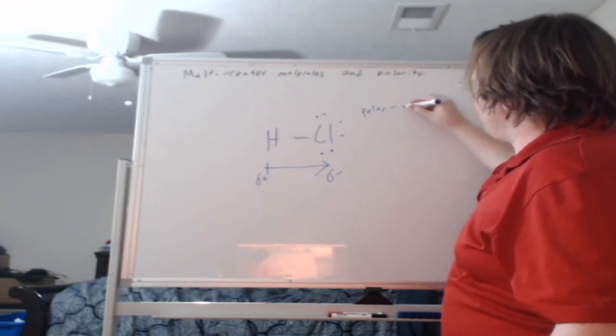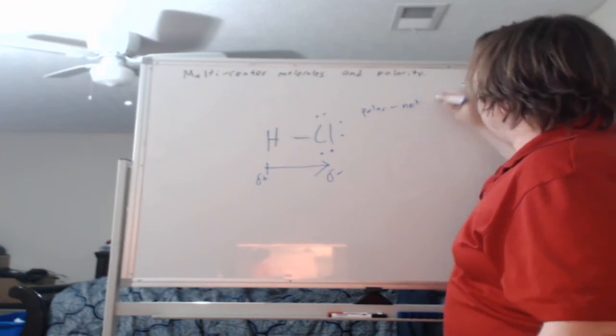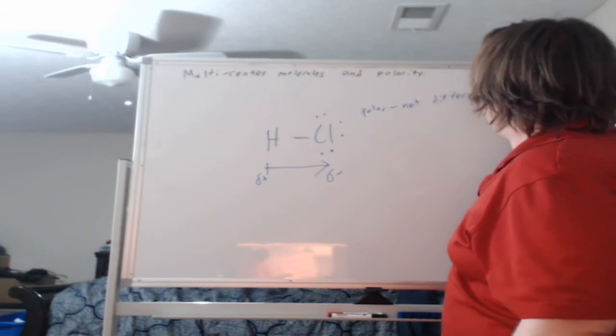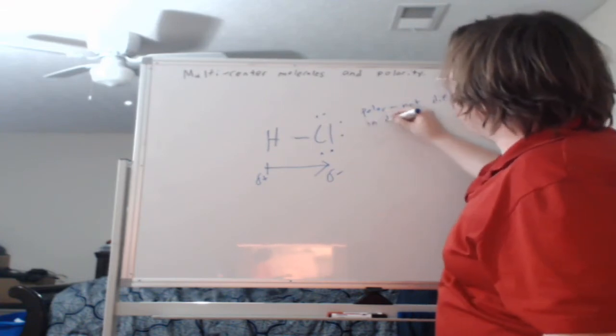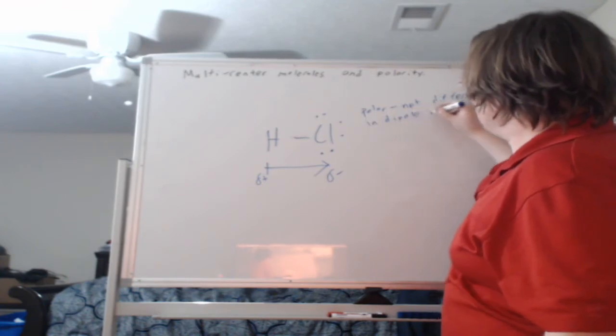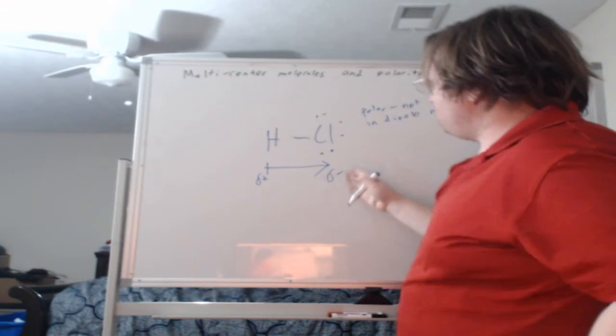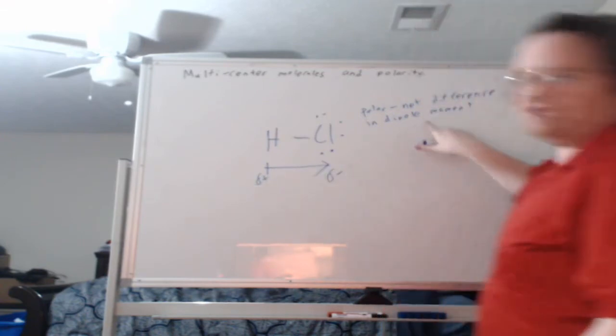So polar molecules are going to have a net difference in what we call the dipole moment. So let's talk about it. The dipole moment is just this thing down here: one side is more negative and one is more positive. This is something we can measure.